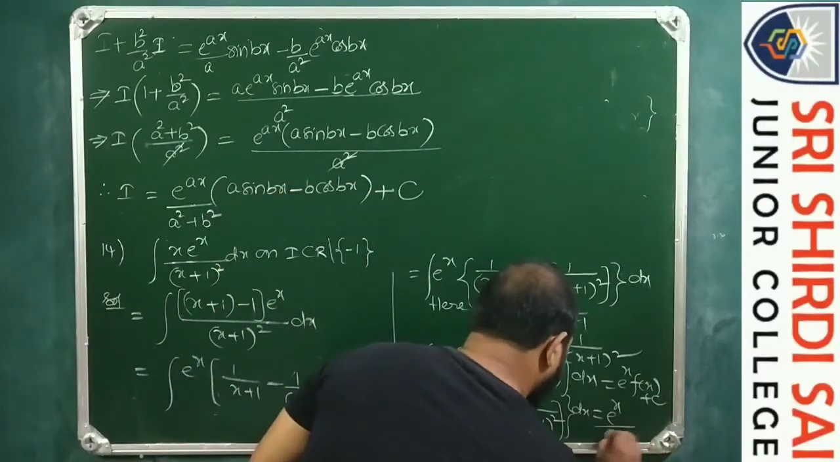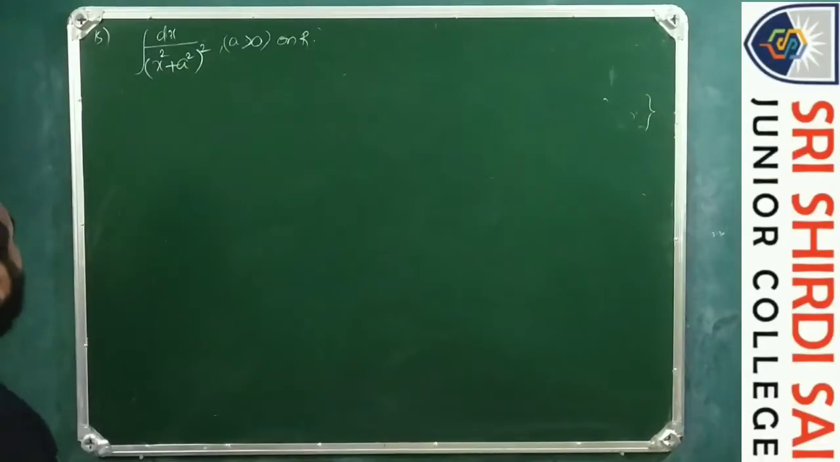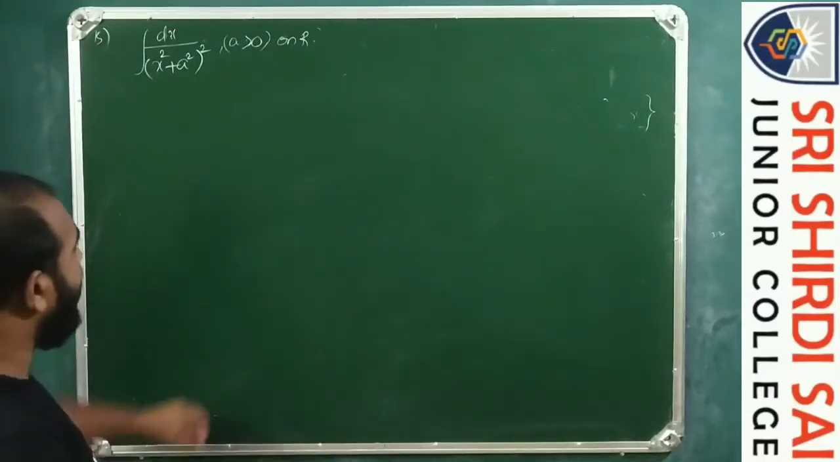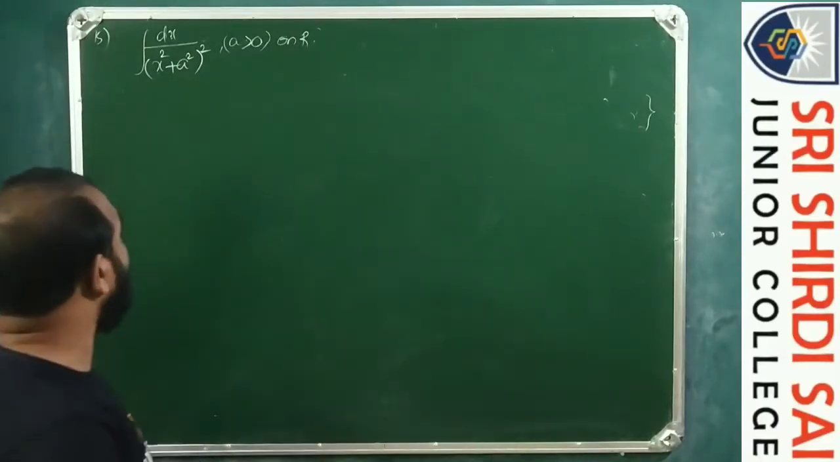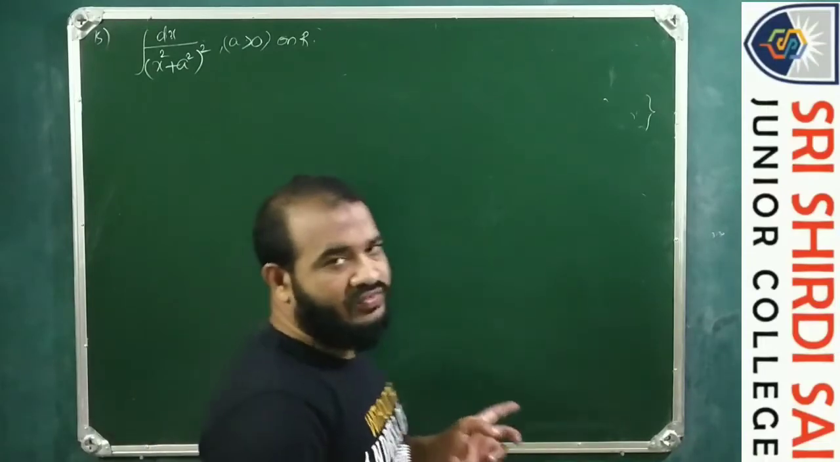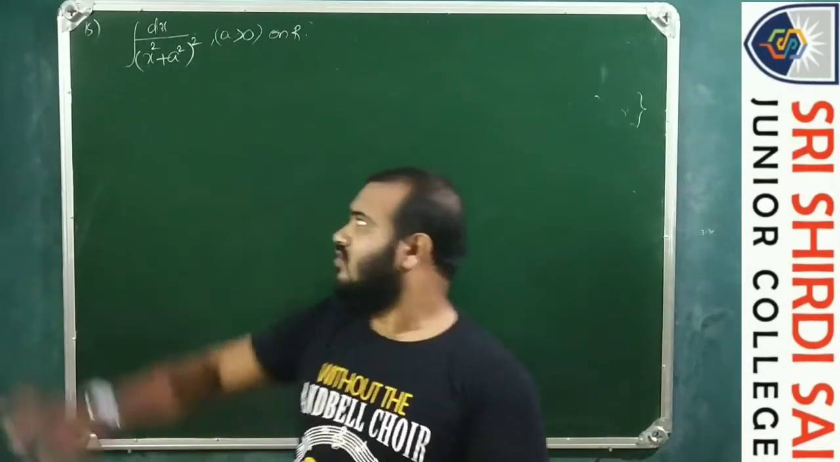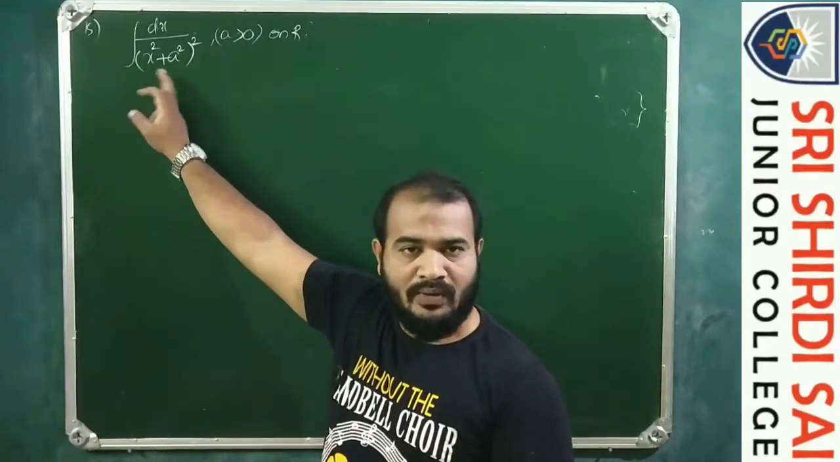So this is by x plus 1 plus constant of integration c. Next, integral dx by (x square plus a square) whole square, a greater than 0 on R. So we have proved integral 1 by a square plus x square dx is equal to 1 by a tan inverse x by a. So it is also similar, 1 by x square plus a square.